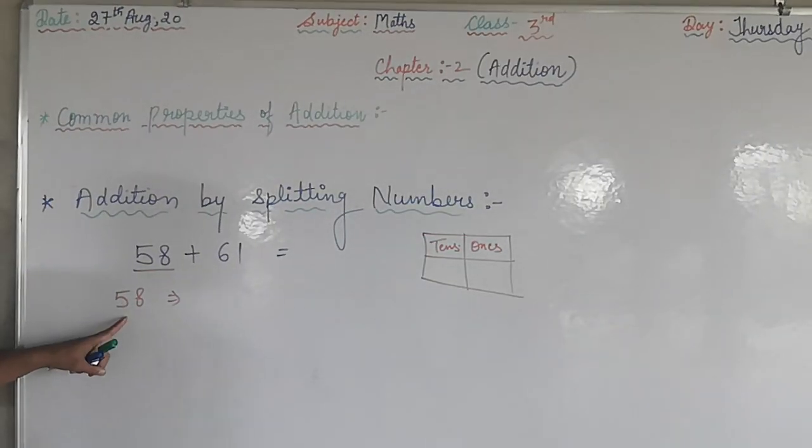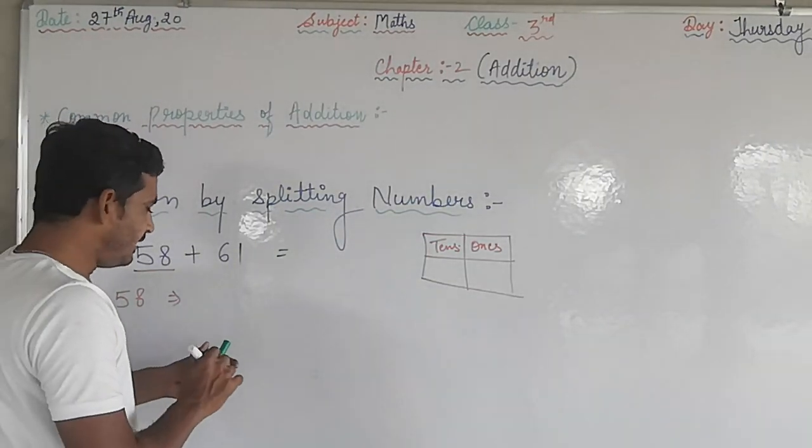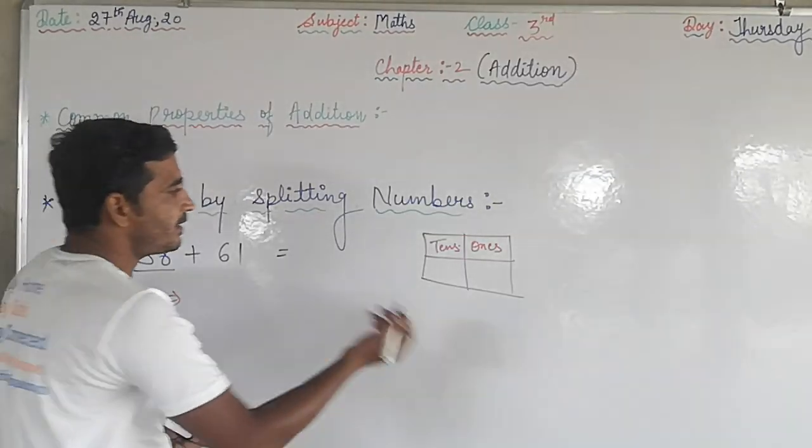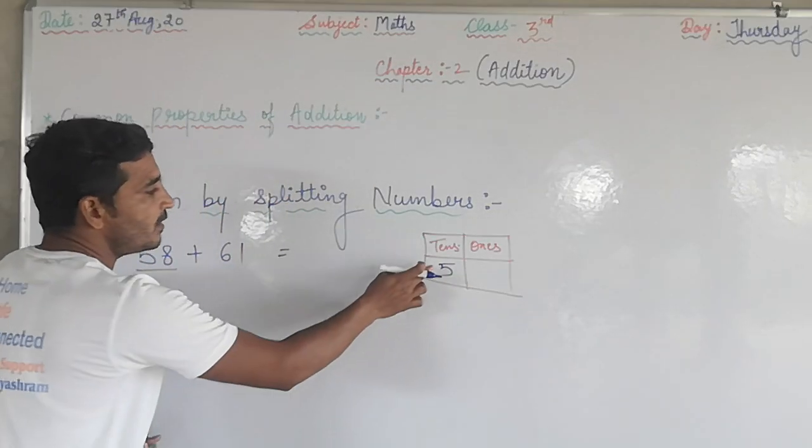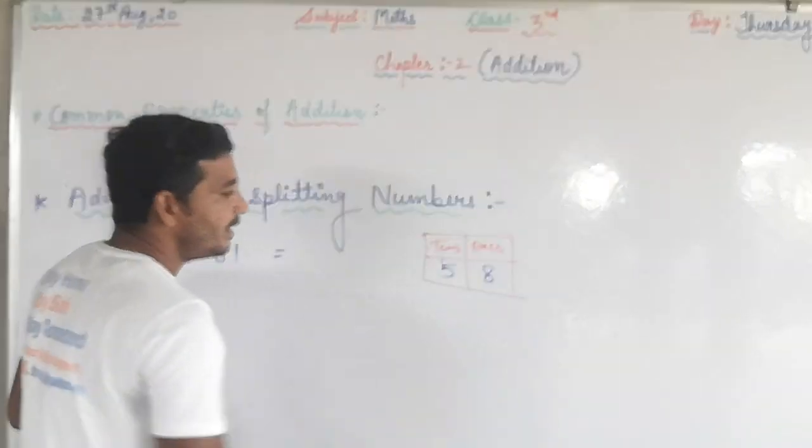Now 5 is at which place? 5 is at tens place. At which place, beta? At tens place. And 8 is on ones place.